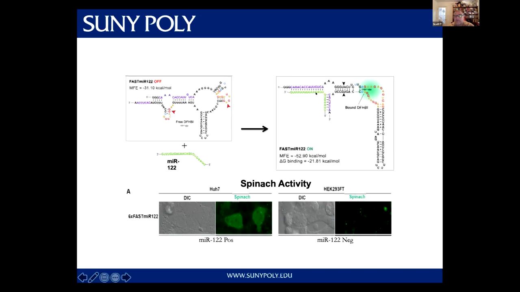So here in green is this molecule right here. And you can see it pulls these purple sequences, which were here and here, over. And when it does that, it creates the binding site for a little fluorescent molecule called DFHBI. And it binds here, that's the little molecule right there, and it now will glow green.